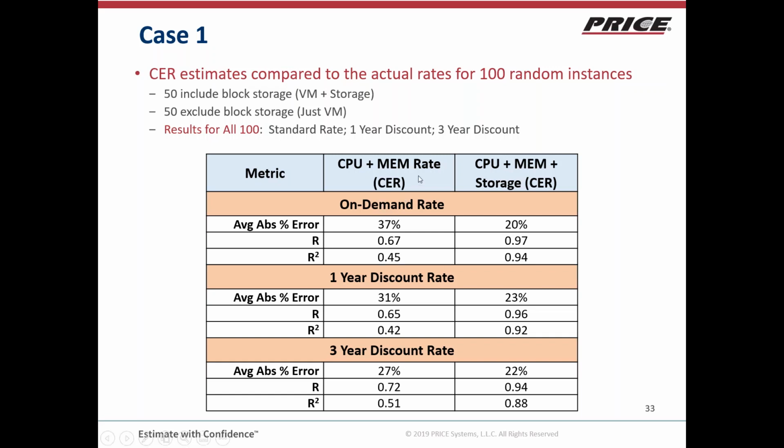For the regular virtual machine results, when you had local disk storage, it trended a little closer in terms of the R squared.